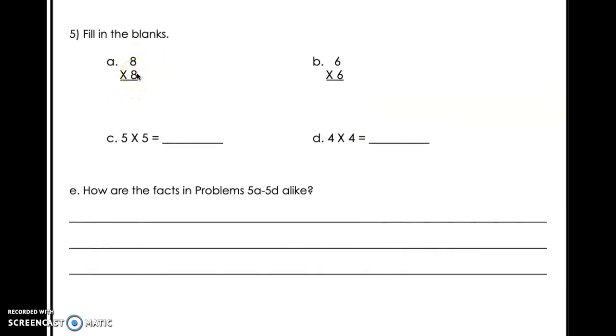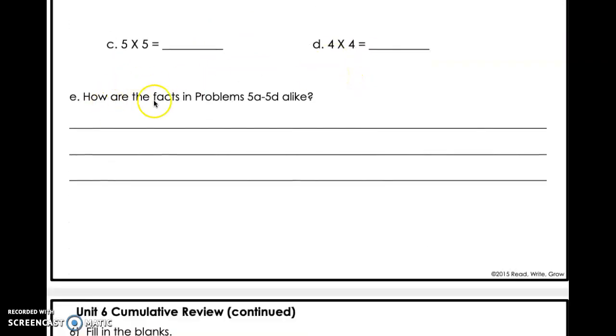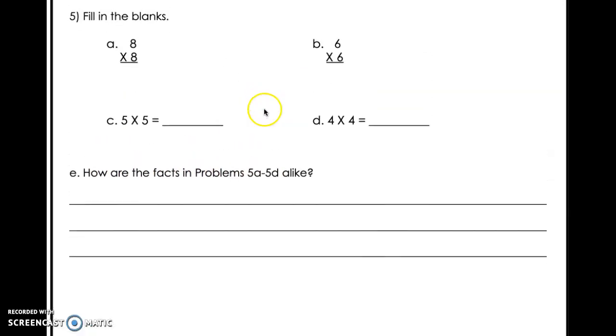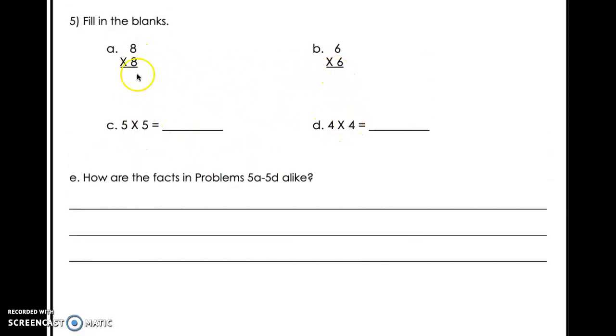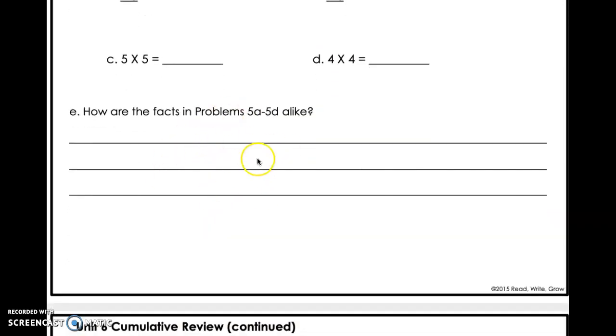All right, fill in the blanks. 8 times 8. You guys need to start learning your doubles for multiplication. 8 times 8 is 64. 6 times 6 is 36. 5 times 5 is 25. 4 times 4 is 16. If you don't know your doubles, then you could use one of our multiplication strategies to figure this out. Okay? How are the facts in problems 5A and 5D alike? How are all these alike? They are all doubles, right? They're all the same. Okay, that's what you put right here.